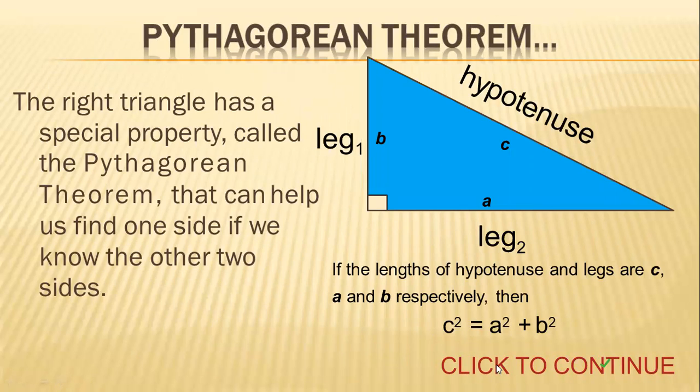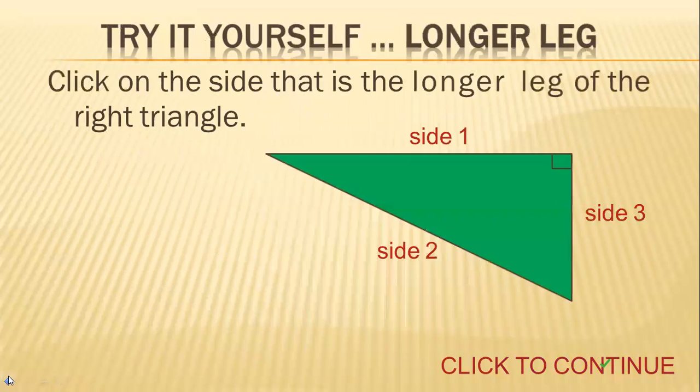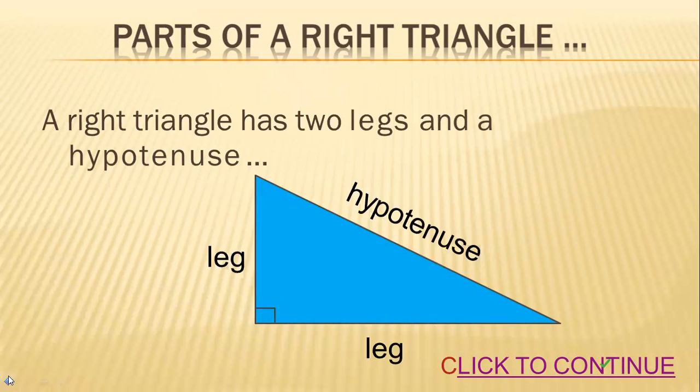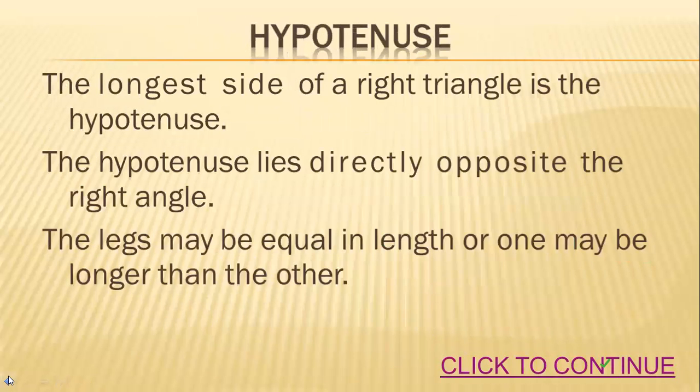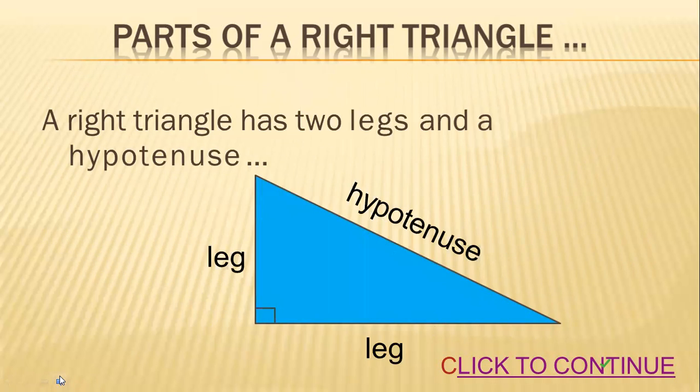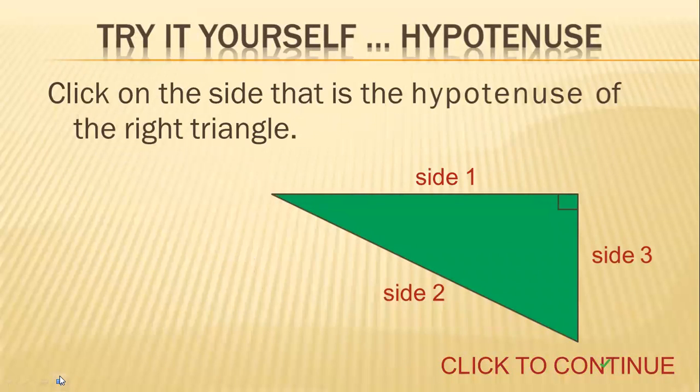And look at this. Going over here to this question: click on the side that is the hypotenuse of the right angle triangle. So which one is the hypotenuse? The hypotenuse is side two. Side 2, absolutely right, because it is the longest once again, and it is also opposite to the right angle, so that's why it's the hypotenuse.